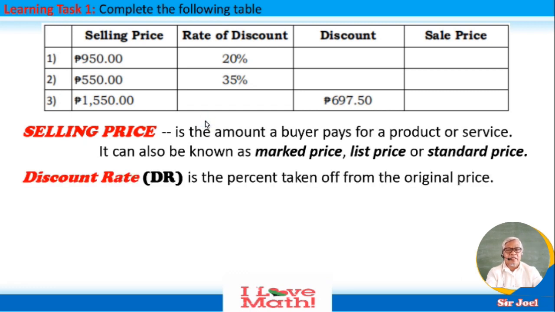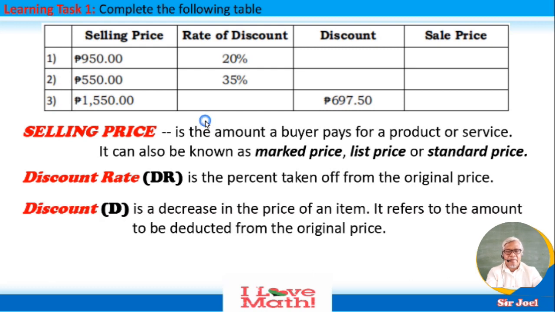Next, we have the discount rate or rate of discount. Acronym natin, DR, is the percent taken off from the original price. So, normally, ito yung palagi nating naririnig na discount. Kagaya ng mga senior citizen and PWD, palagi silang merong 20% discount. At syempre pa, pag namasyal tayo sa mall, may makikita tayong discount rate na nakabandera sa kanilang mga paninda.